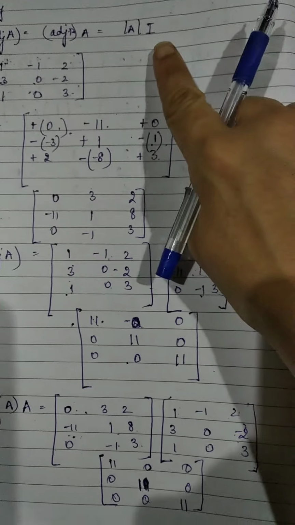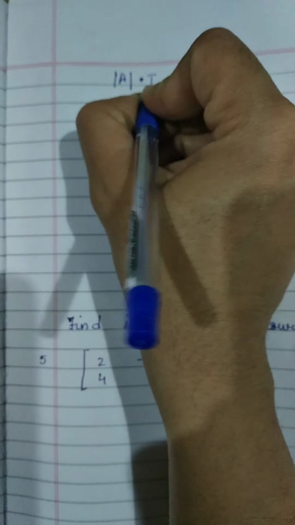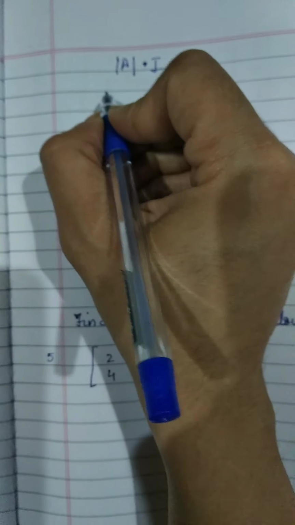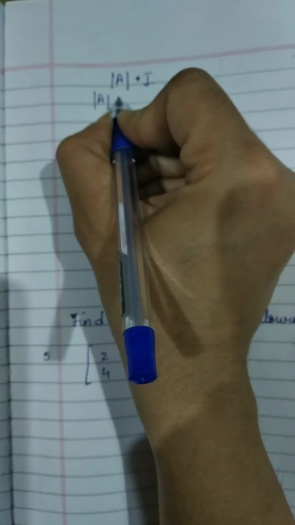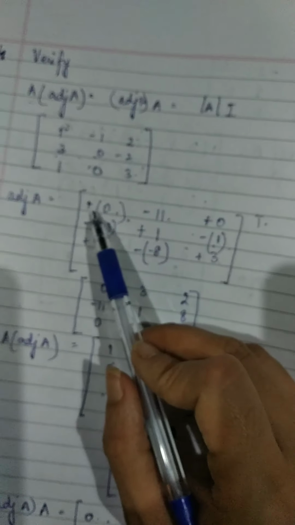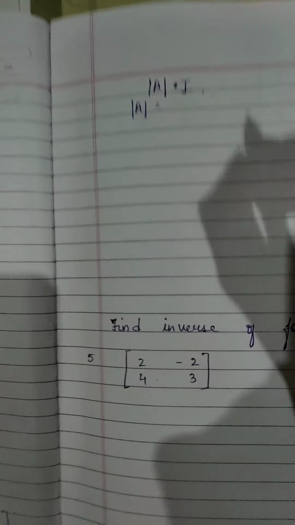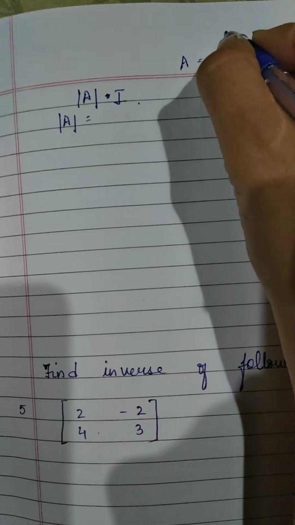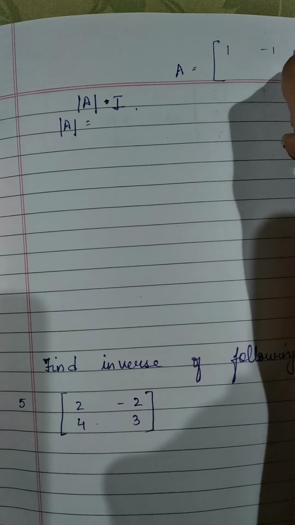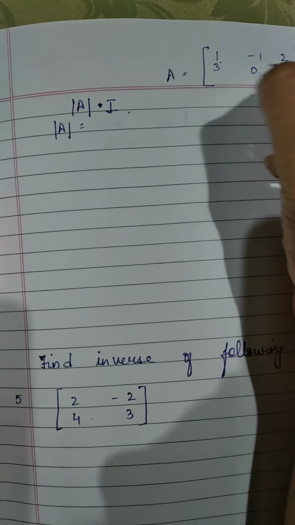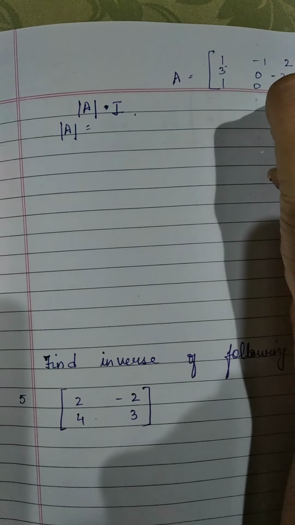We'll verify it is equal to determinant of A into I. So remember, determinant of A into I. So how do we calculate the determinant? We can expand. We've already found out the cofactors, right? So that's for the adjoint of A. Let's say the cofactor of the given matrix. Let me write the matrix A over here again. So that's 1, minus 1, 2, 3, 0, minus 2, 1, 0, 3.